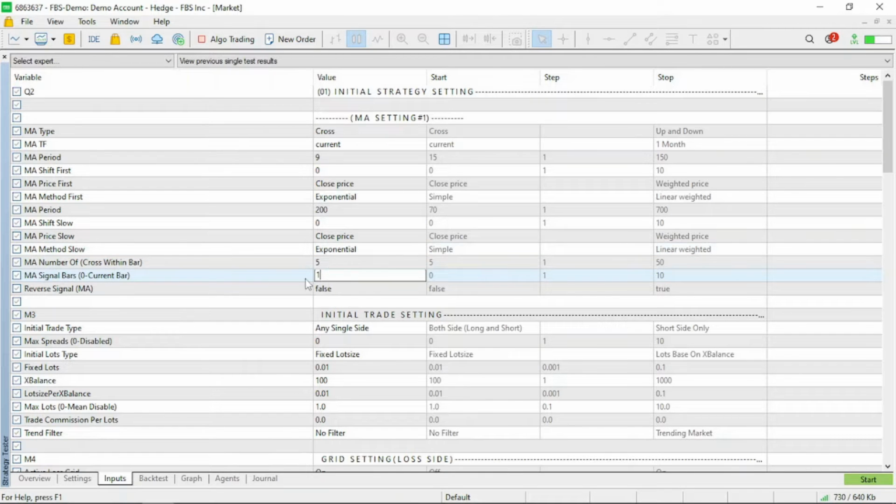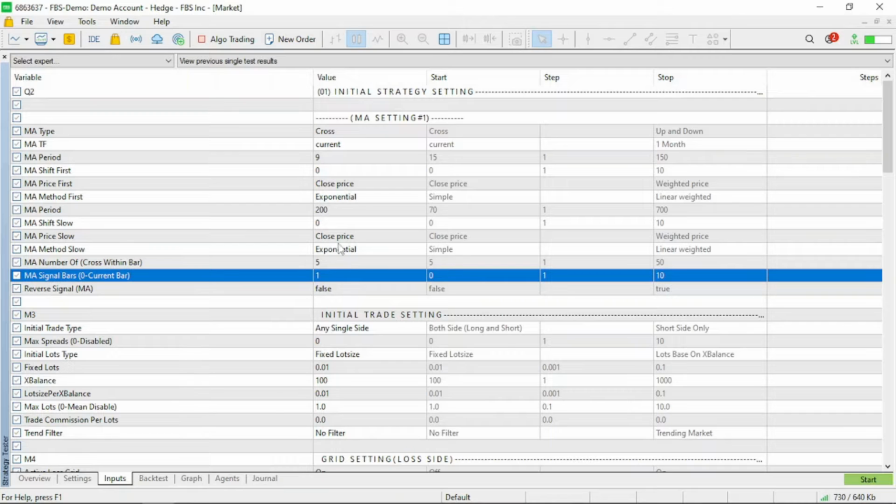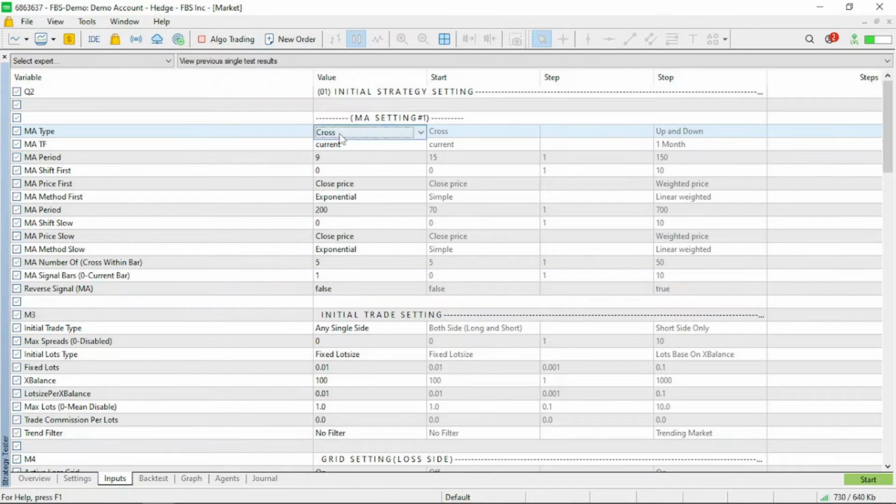What I'll also be adjusting is the moving average signal bar from 0 to 1. The other very important thing to understand when we're looking at the different strategies is to look at your initial trade type and the trend filter. The trend filter built in uses a multi-time frame analysis. So I'm going to select the range market as I'll be only trading a single side at a time.